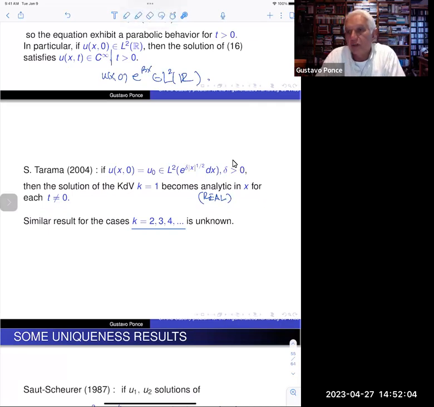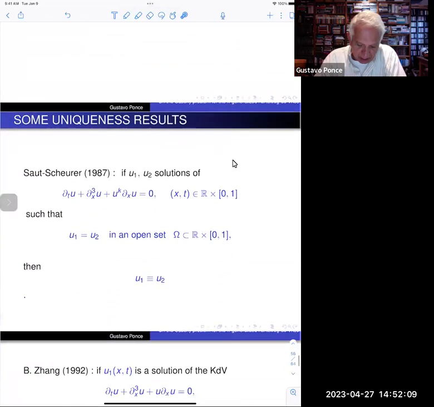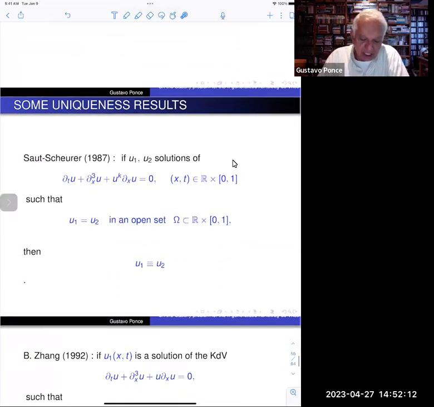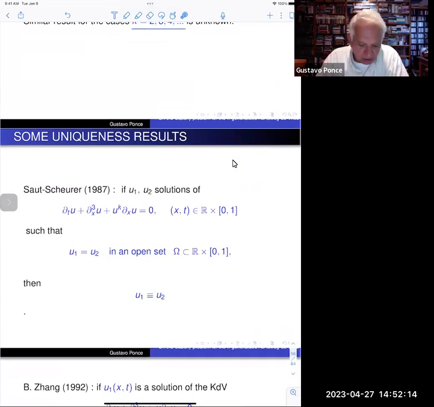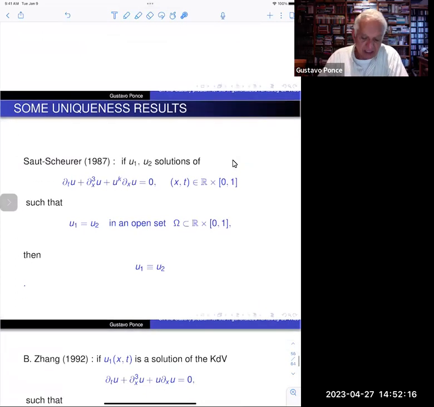Okay, we will go at some moment to how much is the best possible decay that you can have. Okay, let's see some uniqueness, and we will mix at some moment uniqueness with decay. Okay, but let's go to uniqueness. Then Saut and Scheurer proved the following. If you have two solutions of this generalized KdV, and they agree in an open set, they have to be identical. This is a kind of unique continuation, right?